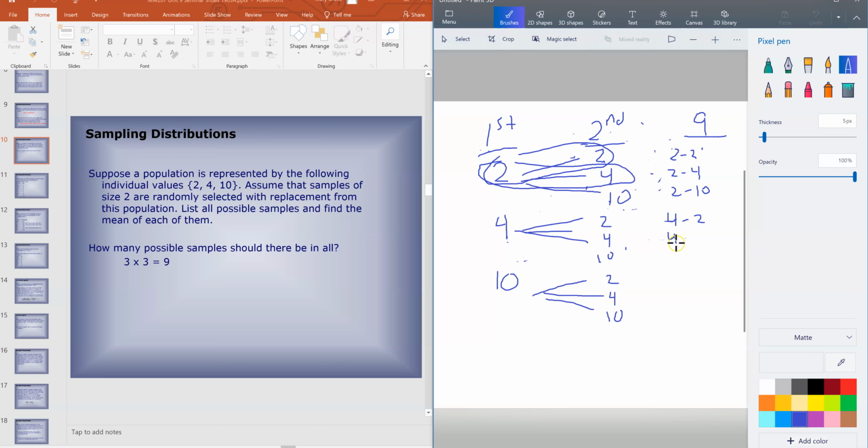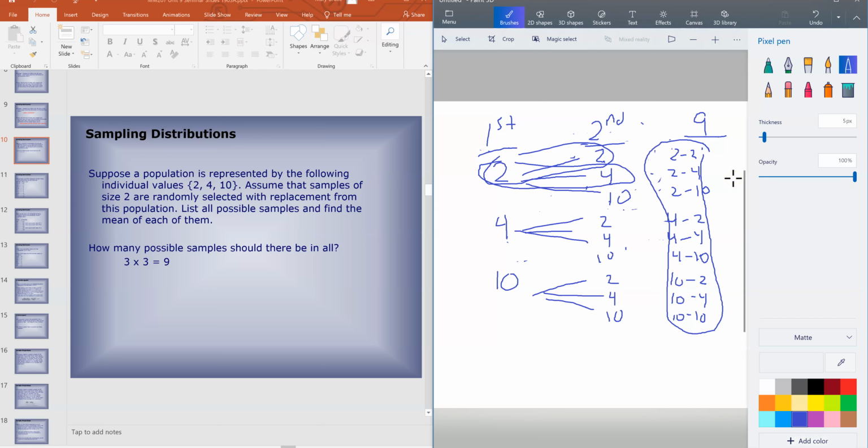Then you might get a 4 and another 4, or you might get a 4 and then a 10. And down here in the bottom branches, you might get a 10 first and then a 2, which is right here. You might get a 10 first and then a 4, or you might get a 10 and then another 10. Those are your 9 samples that are possible.